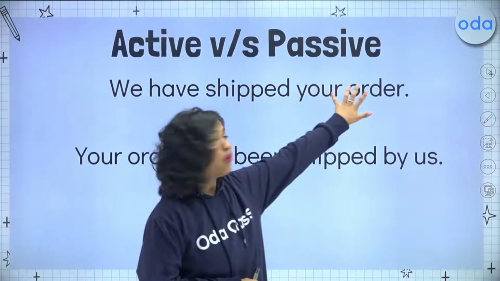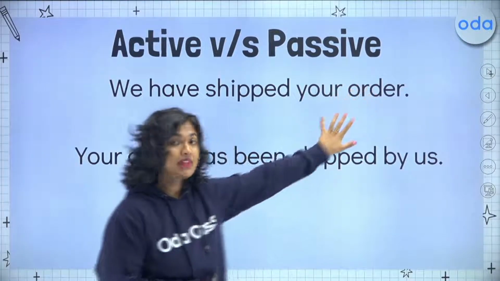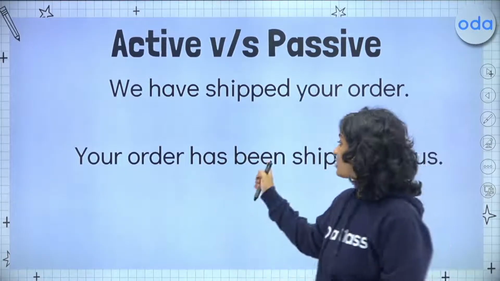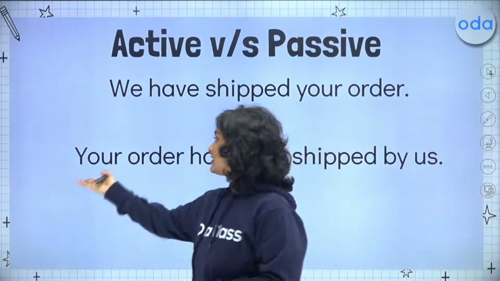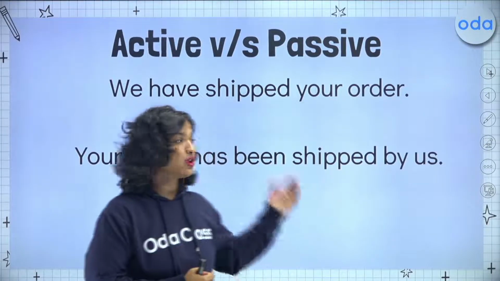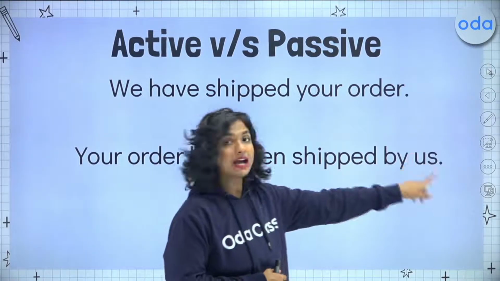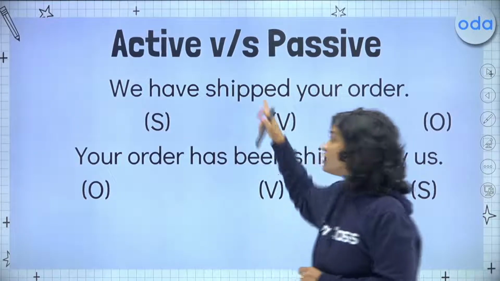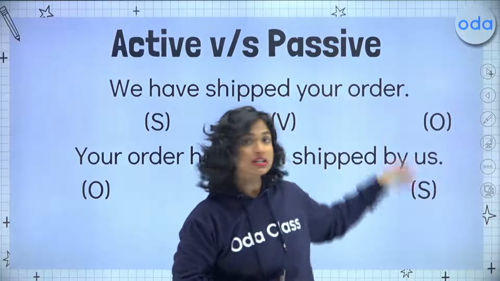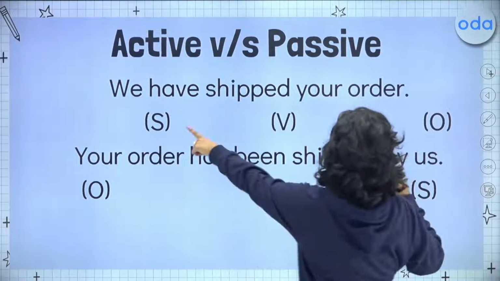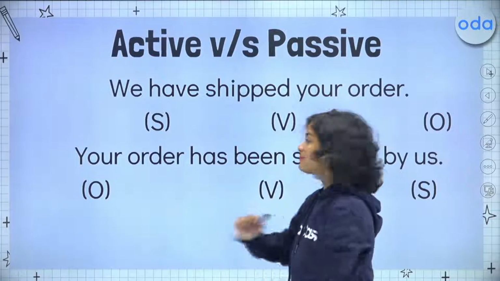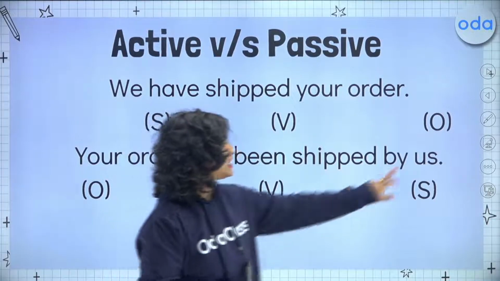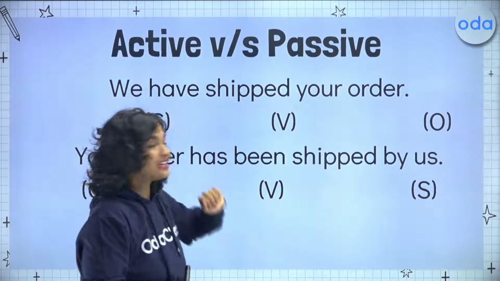So if you notice, what was the object in the active voice has now become the subject in the passive voice. And the action is being performed on the subject in the passive voice. So your order has been shipped by us. Let's take another look here. Subject, we, verb, shipped, object, your order, which shifts now. Our subject and our object switch spots. So our object comes here. Your order has been shipped by us, which was originally our subject.